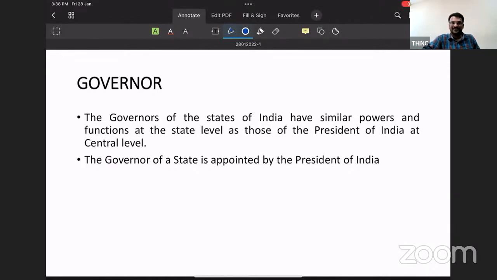The Governor is the nominal head in a state, and he is appointed by the President. At the time of the formation of the Constitution, there was confusion whether he has to be elected by the people, that means direct elections, or he has to be appointed by the President.